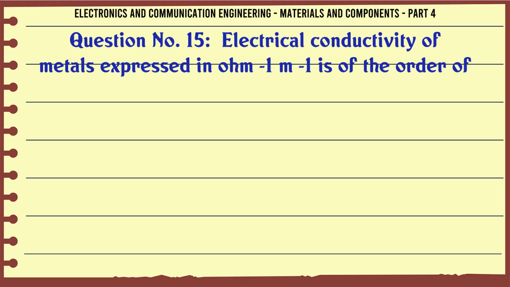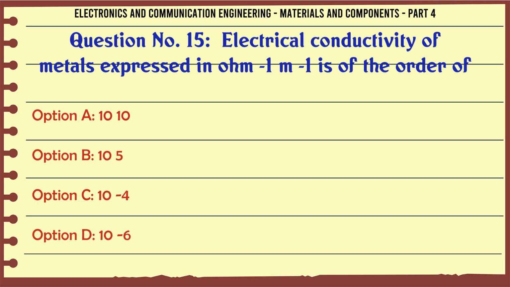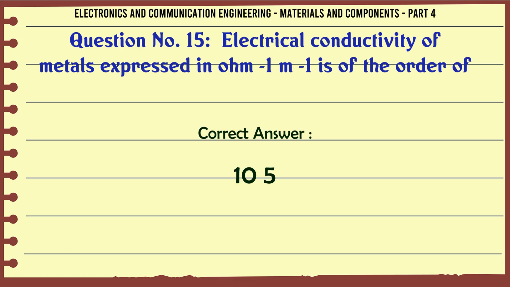Electrical conductivity of metals expressed in Ohm⁻¹ m⁻¹ is of the order of A. 10¹⁰, B. 10⁵, C. 10⁴, D. 10⁶. The correct answer is 10⁵.